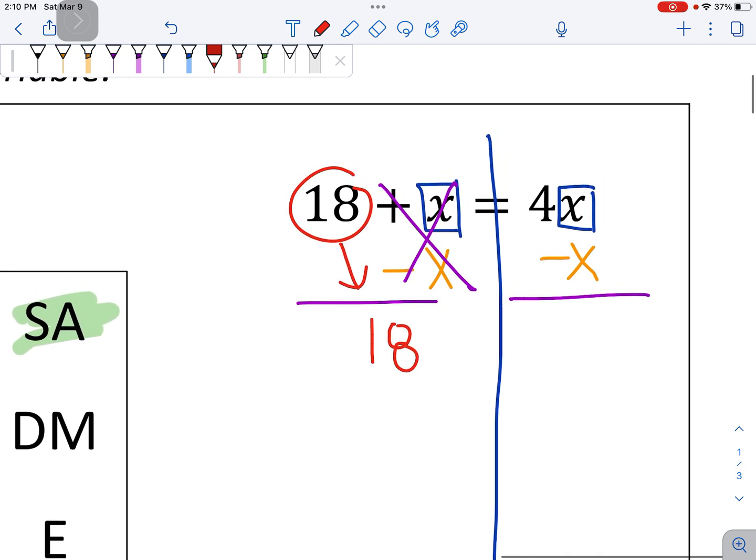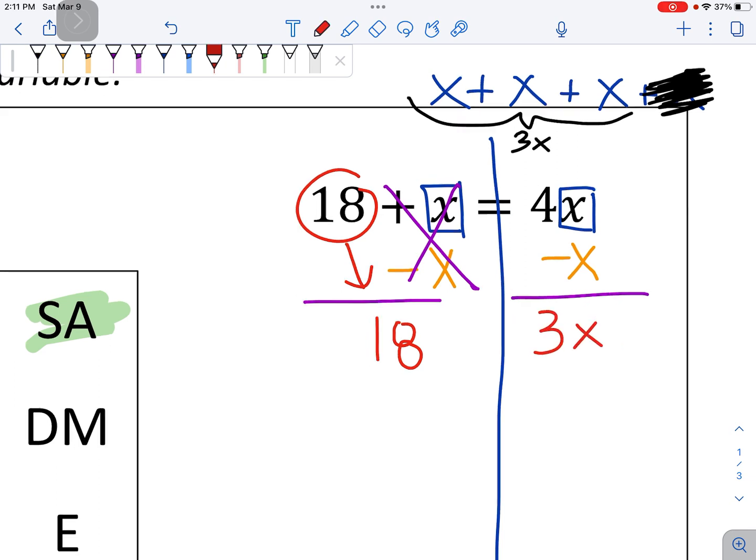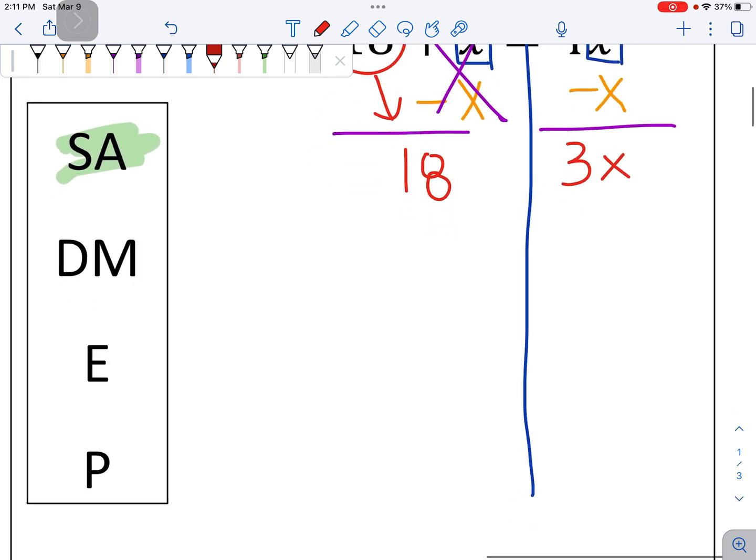If you think back to what 4x means, here they are. 1, 2, 3, 4, and it's repeat addition, that we put them all together. If I minus x, then I'm literally just taking one away. This one here on the end, I'm going to get rid of it. There, it's gone. There's still 3 x's left. So that's what we're going to write underneath 4x minus x. So now we have 18 is balanced by 3x.